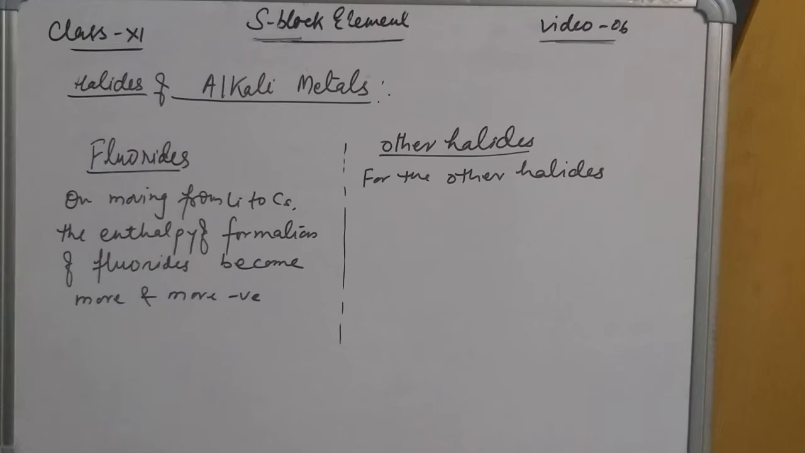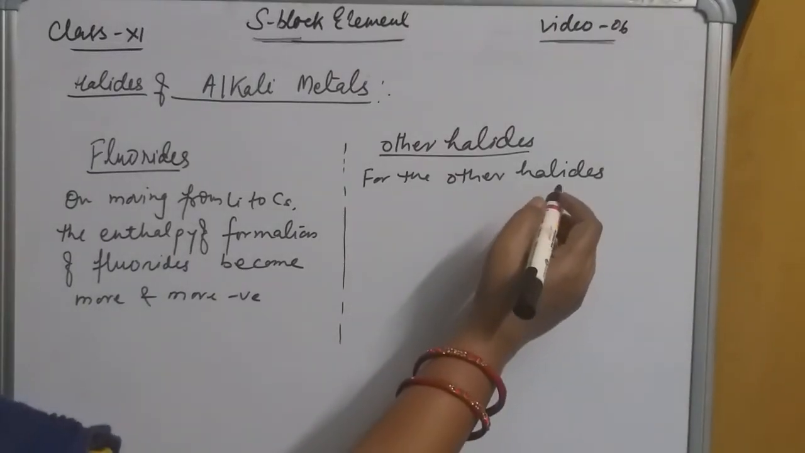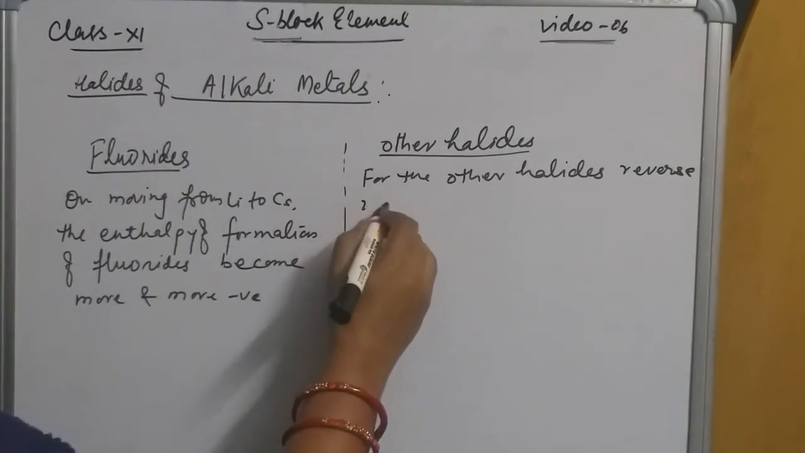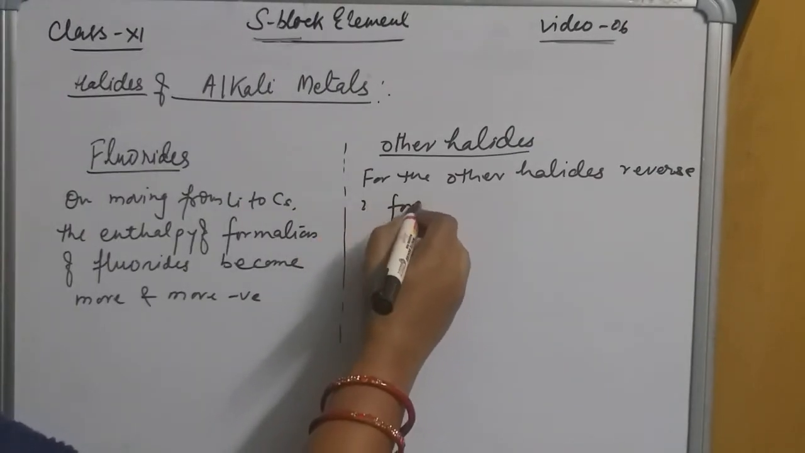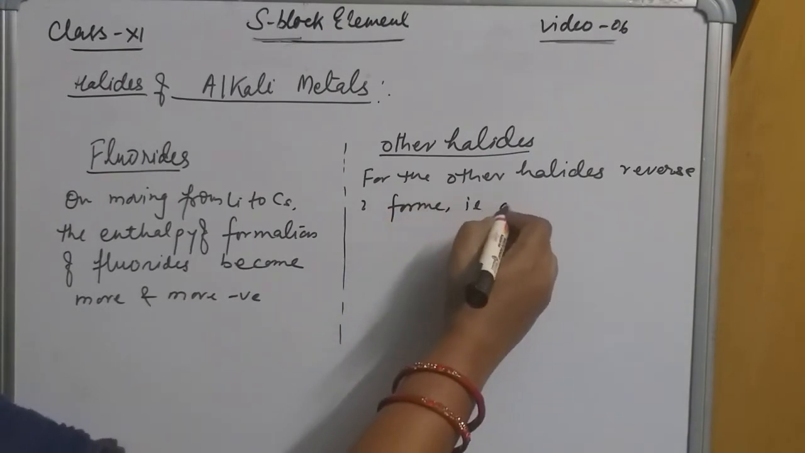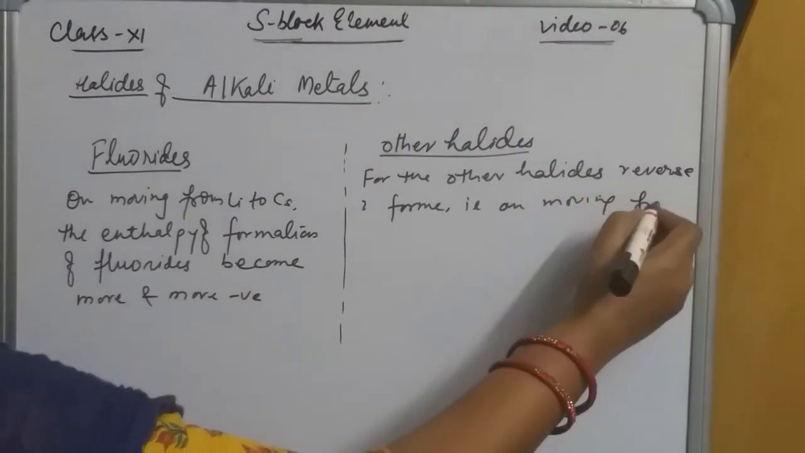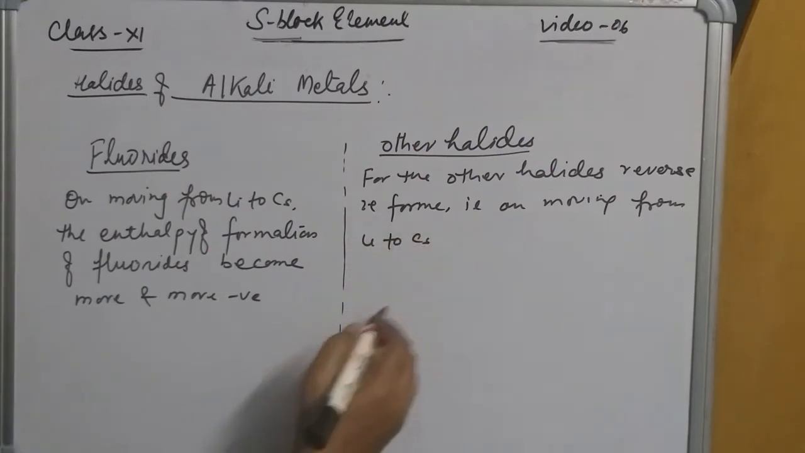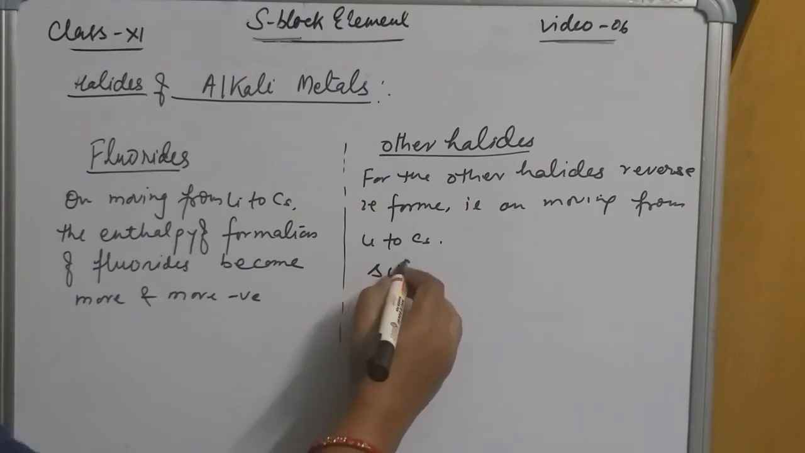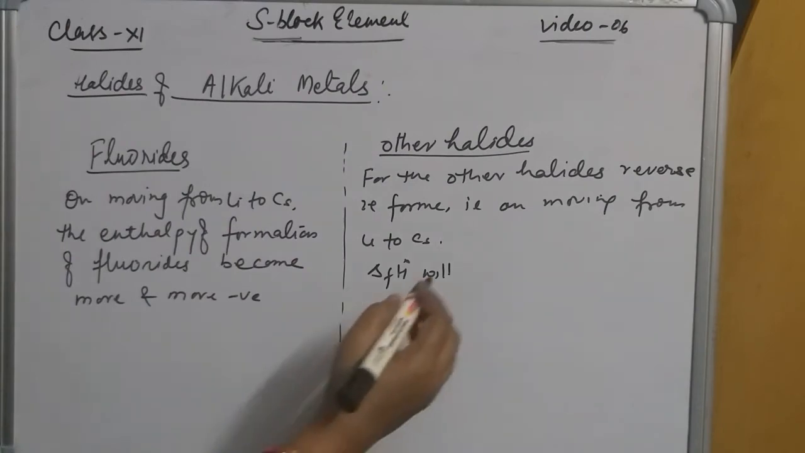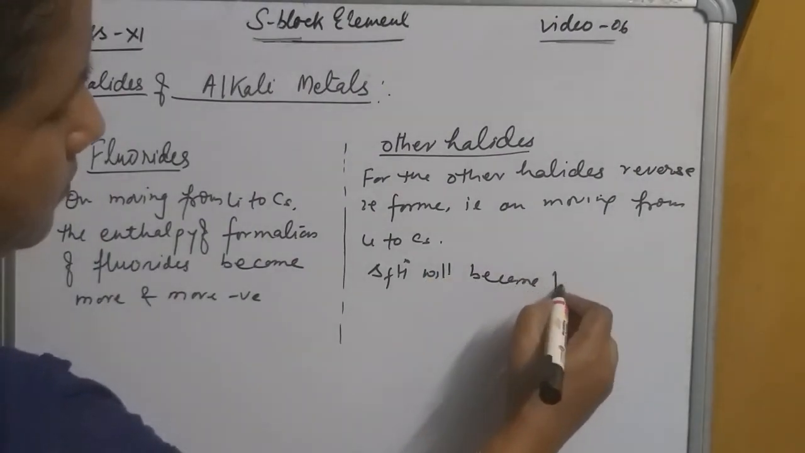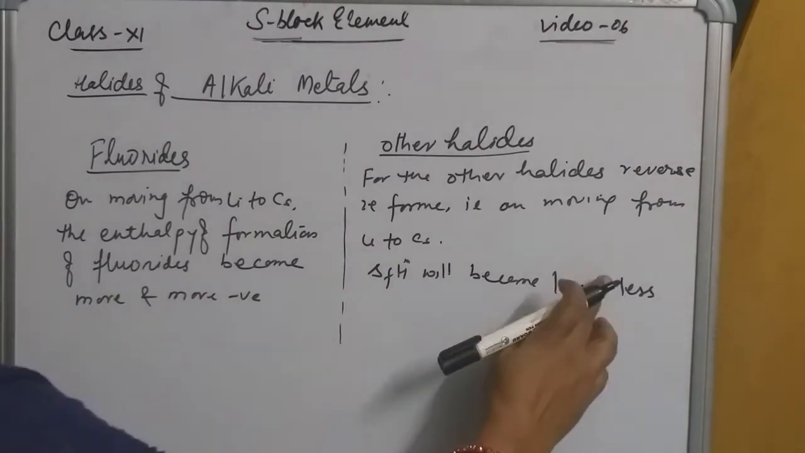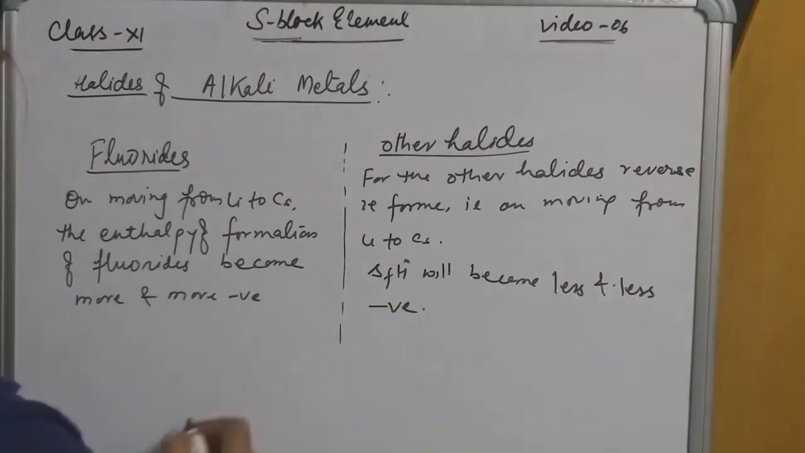the reverse is true, that is, on moving from lithium to cesium, the enthalpy of formation becomes less and less negative.